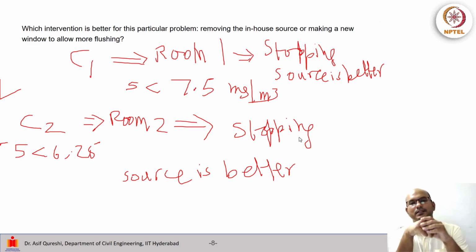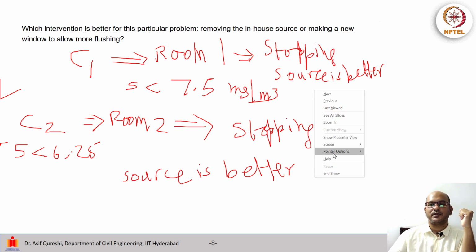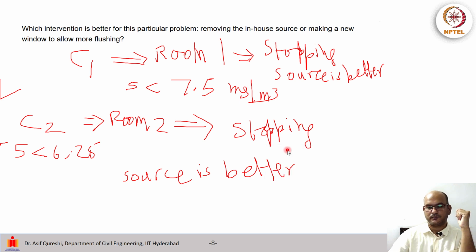So in both the cases we find that it is better to stop the source rather than add more flushing in one of the rooms. Maybe we can have a scenario when both the rooms are being flushed, or someone installed filters at the room so that the incoming air becomes 0 concentration. But now you can see that using multi boxes and simple mass balance approaches we can already solve several types of scenario based questions.